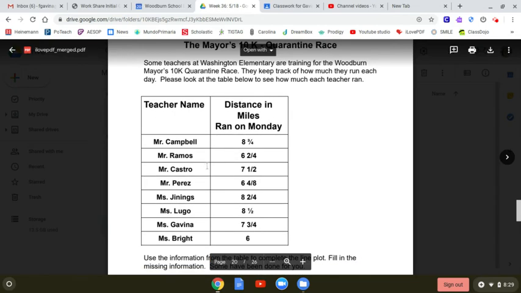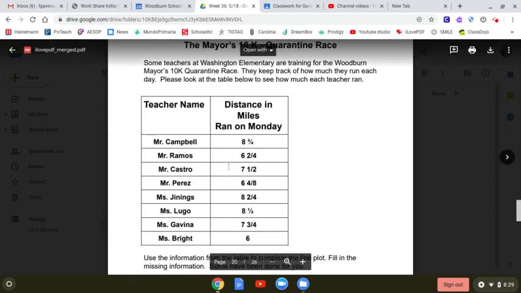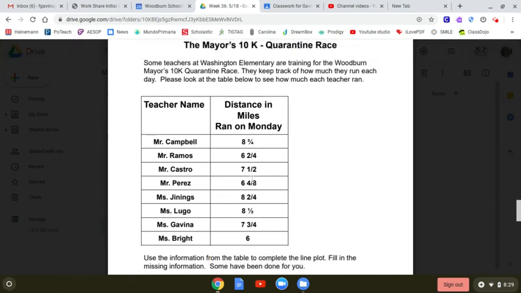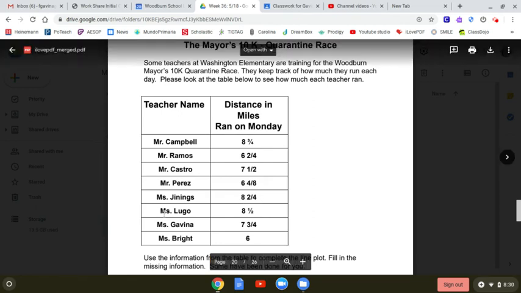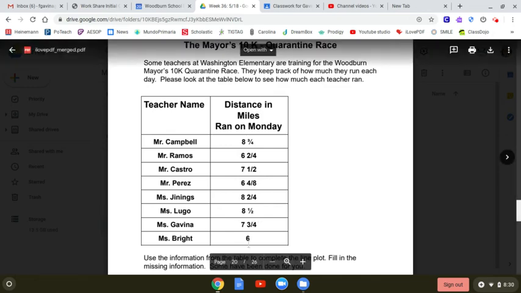Mr. Ramos ran 6 2/4 miles. Mr. Castro ran 7 1/2 miles. Mr. Perez ran 6 4/8 miles. Mrs. Jennings ran 8 2/4 miles. Miss Lugo ran 8 1/2 miles. Miss Gavina ran 7 3/4 miles, and Miss Bright ran 6 miles.